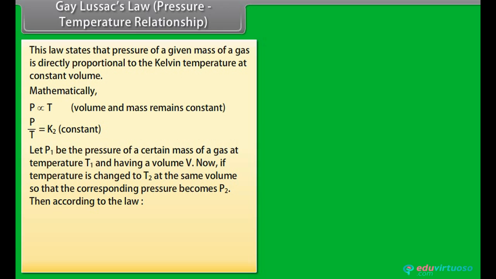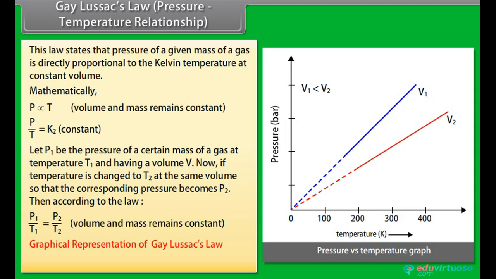Let P1 be the pressure of a certain mass of a gas at temperature T1 and having a volume V. Now, if the temperature is changed to T2 at the same volume so that the corresponding pressure becomes P2, then according to the law, P1 by T1 is equal to P2 by T2. Volume and mass remain constant. Graphical representation of Gay-Lussac's law. Each line of this graph is called an isochore.